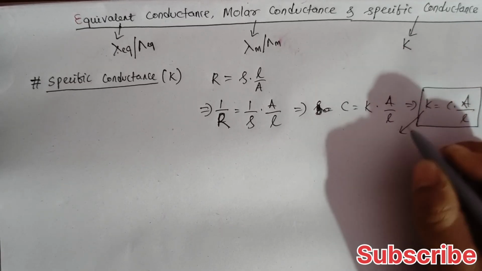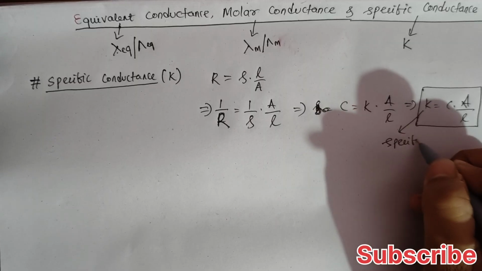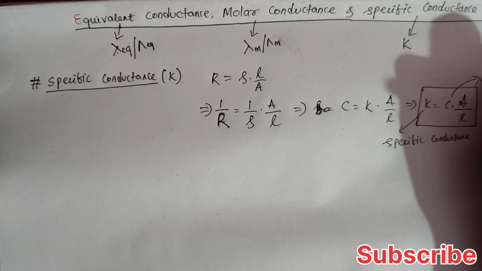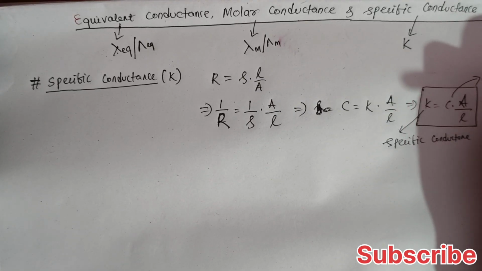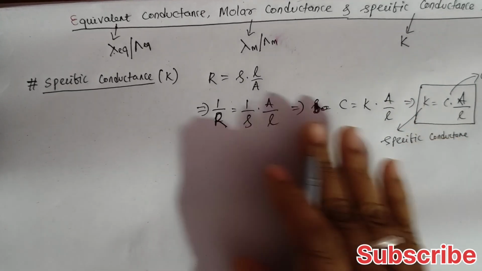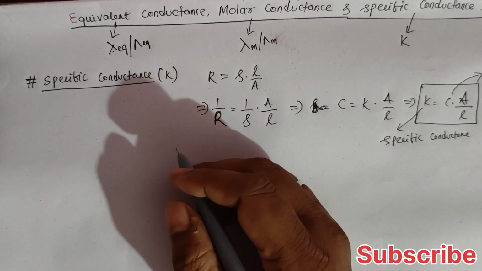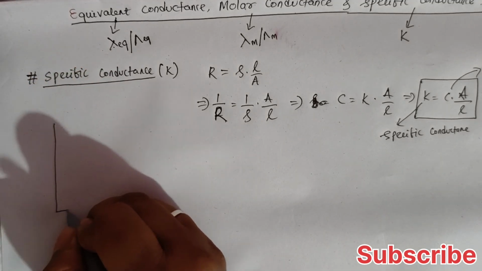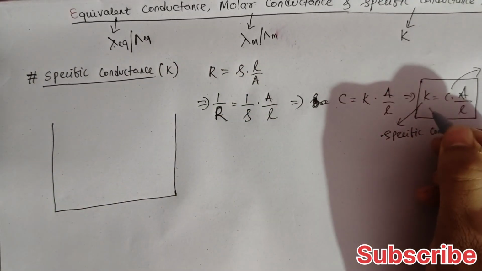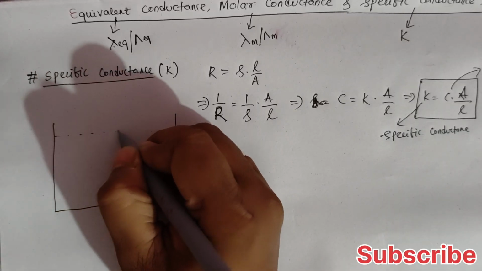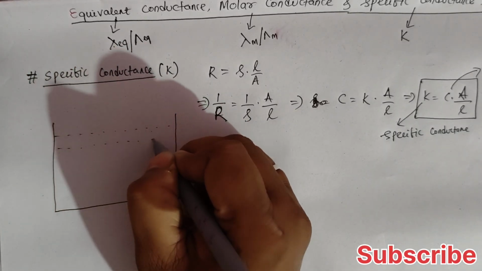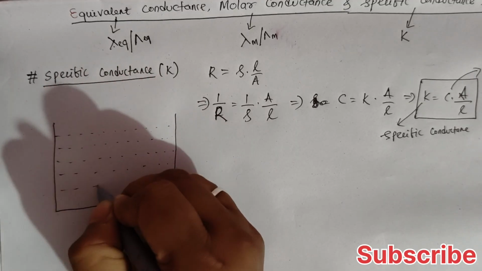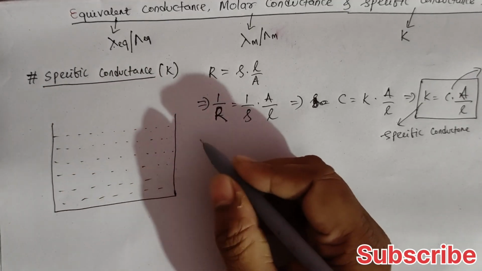So here K is called specific conductance. Clear? C is called conductance. Very simple. Clear? Yes or no? Now the point is what? Let me take a simple diagram so you can clearly understand what actually is K. Let me take a solution, because this specific conductance term is mostly used in solutions, with different types of electrolytes.